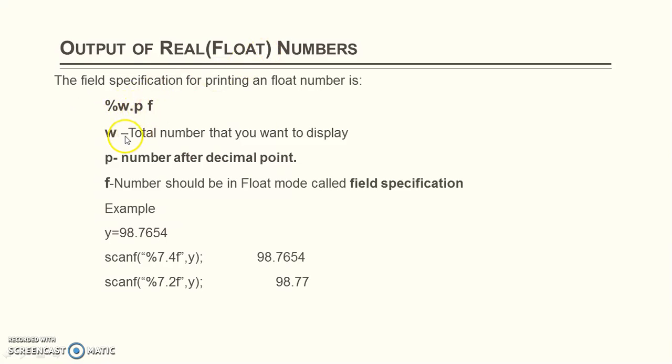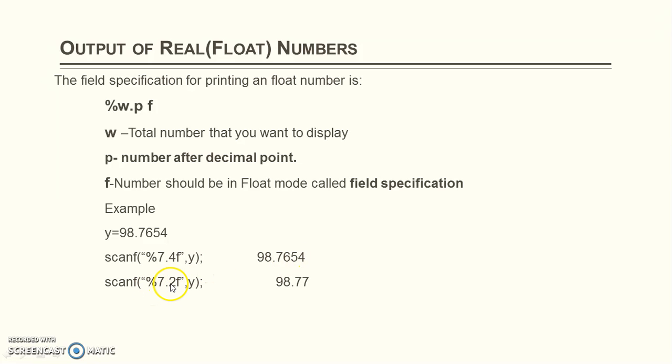%W.Pf: W indicates the total number of digits that you want to display, P the number of digits after the decimal point, and f indicates the float value. Suppose we have one float variable y, and we are writing y is equal to 98.7654. If you are writing %7.4f, that means you want a total of 7 digits, and after the decimal point you want to display only 4 digits.